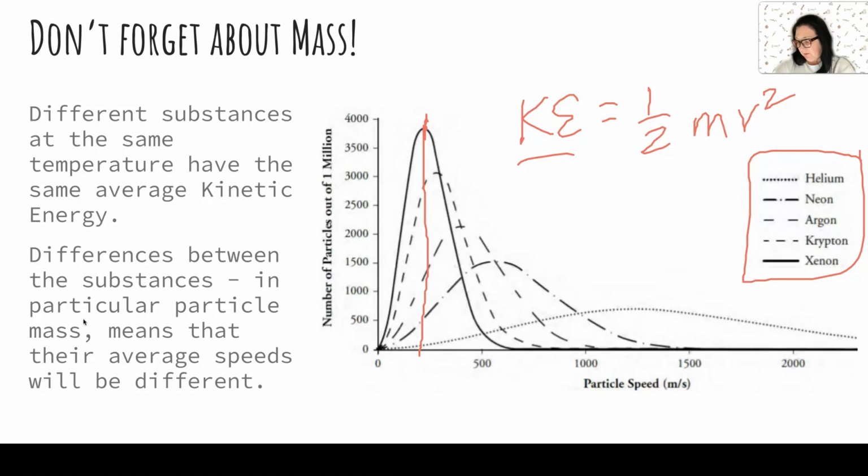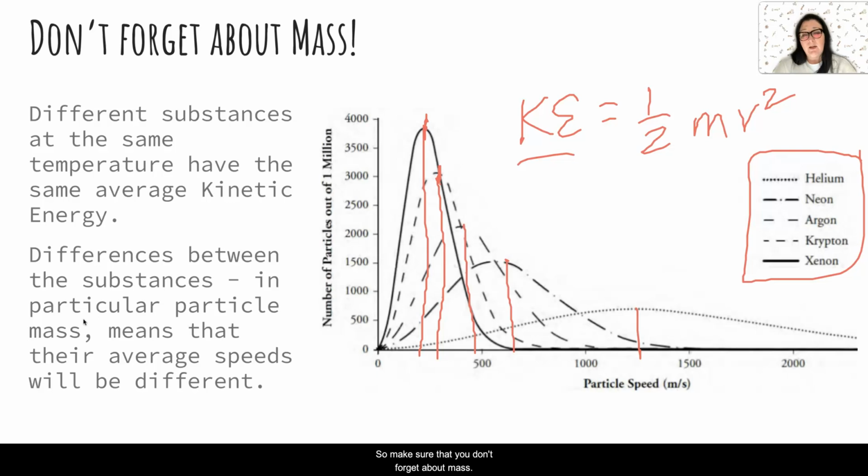Next would be krypton, so his peak is right here, and he's moving a little bit faster, maybe not much, but it doesn't matter. His particles are a little bit smaller in mass, so they're going to move a little bit faster. And then we have argon next, not quite to 500 meters per second. And so argon, who is smaller than krypton and way smaller than xenon, is going to move faster than those two. And then we have neon, and then we have helium.